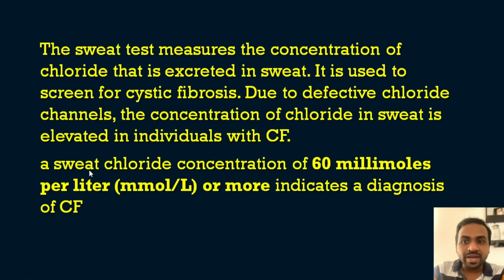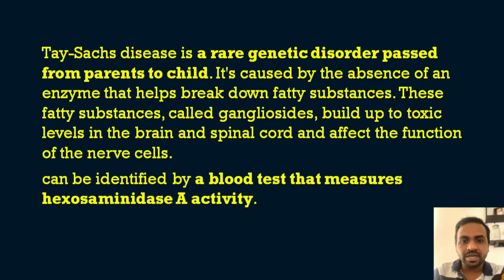So a sweat chloride concentration of 60 millimoles per liter or more is indicative of the diagnosis of cystic fibrosis. So you are getting some more information from this paragraph. So cystic fibrosis, sweat chloride test and the concentration. If it is more than 60 millimoles per liter, then we can confirm the diagnosis of cystic fibrosis. Then the other options we will see and how we will diagnose those diseases.